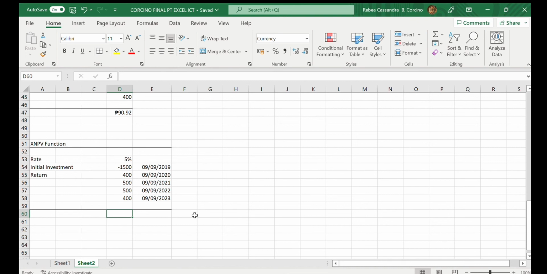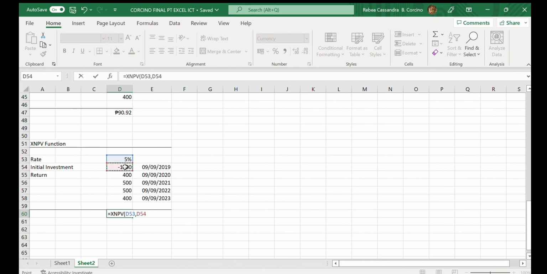Let us now type in the equal sign and start applying the formula for the XNPV function. So equal sign, following the XNPV, open parenthesis, then we would drag in the value of the rate, which is 5%, comma. Next would be for the values, wherein we drag and include the initial investment, which is 1,500, and the returns at 400, 500, 500, 400. So just drag all of this, then comma.